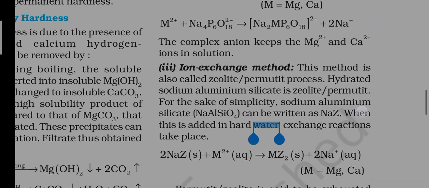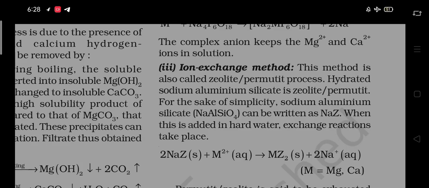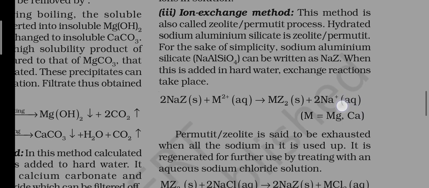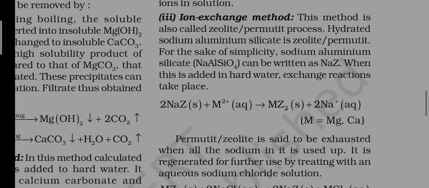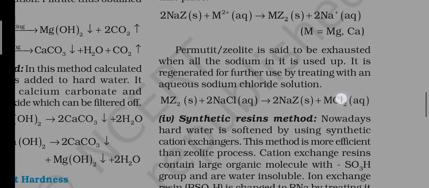Next is ion exchange method. This method is also called zeolite permutit process. Hydrated sodium aluminium silicate is zeolite permutit. For the sake of simplicity, sodium aluminium silicate can be written as NaZ. When this is added in hard water, exchange reaction takes place.